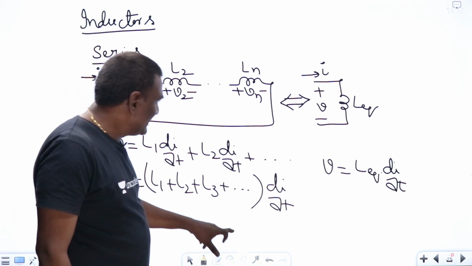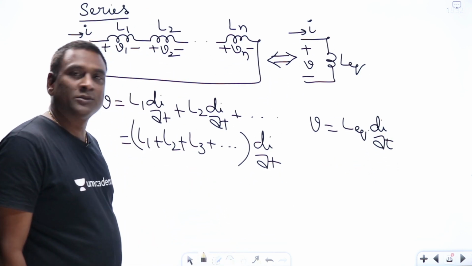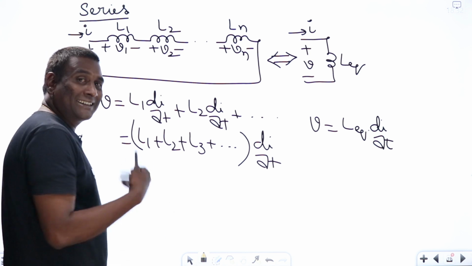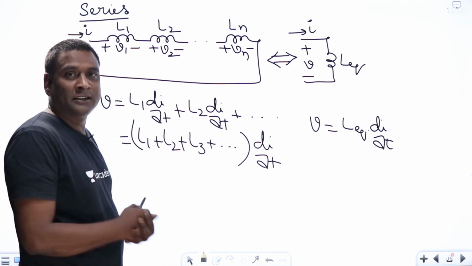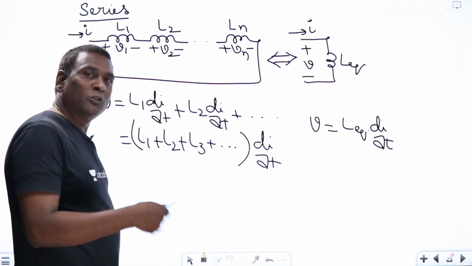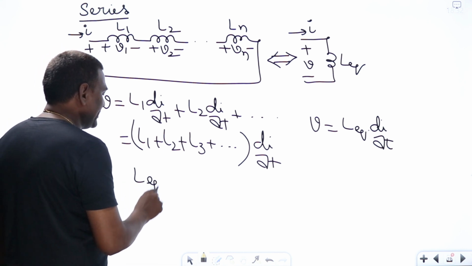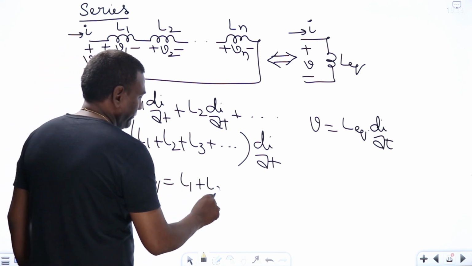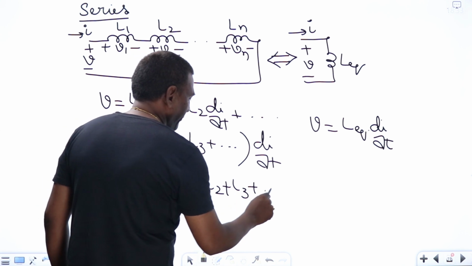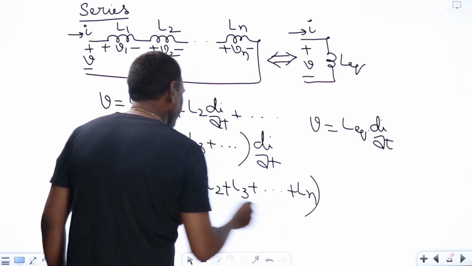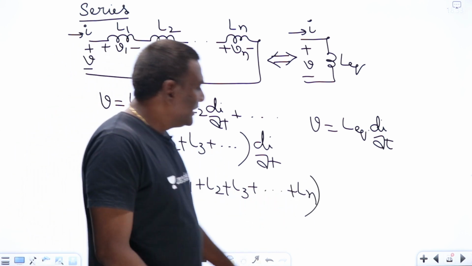That's it. So L equivalent is going to be this. For series connection, it is just like resistance. For resistance in series, R1 plus R2 plus R3 like that. For inductance in series, L1 plus L2 like that. I am not going to derive anything more, plus Ln. Done.